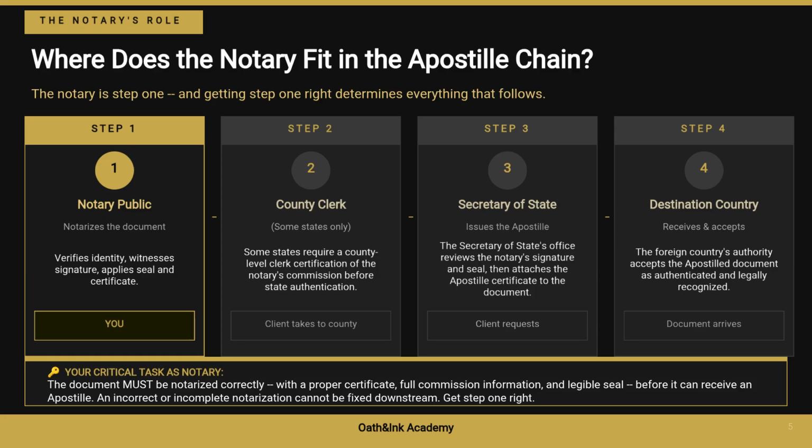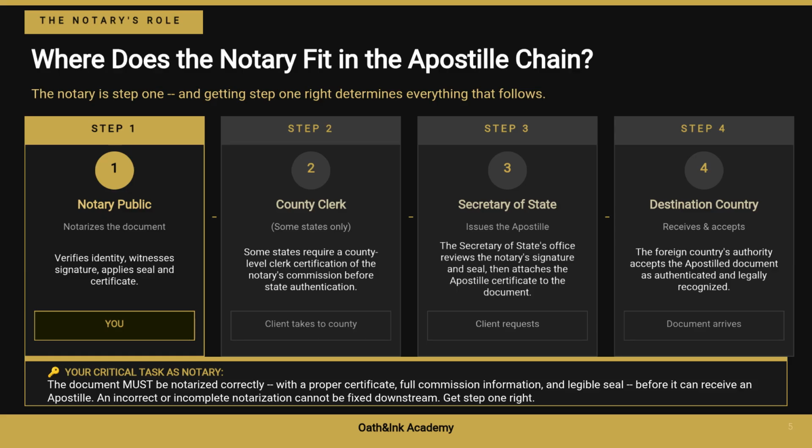The Secretary of State staff verifies that your signature and seal match their records of commissioned notaries. If your seal is illegible, your commission number is missing, or your certificate is incomplete, the apostille application will be rejected and the client comes back to you. The fourth link is the destination country, which simply receives and accepts the apostille document.